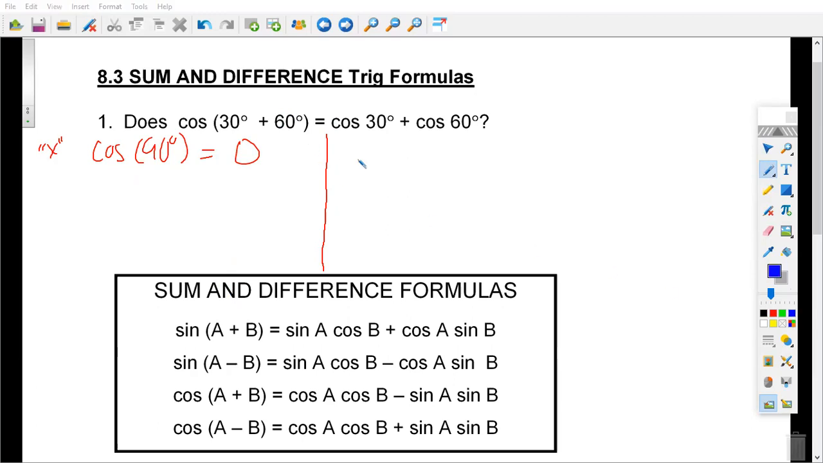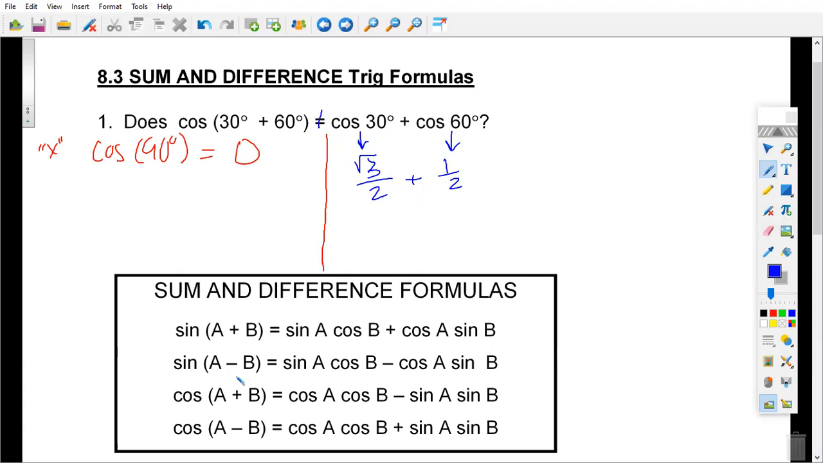Now we're going to do the right-hand side. It has us finding the cosine of 30 and the cosine of 60. The cosine of 30 is what? Square root of 3 over 2. And the cosine of 60 is 1/2. Are these equal to each other? No, this is not a true statement.